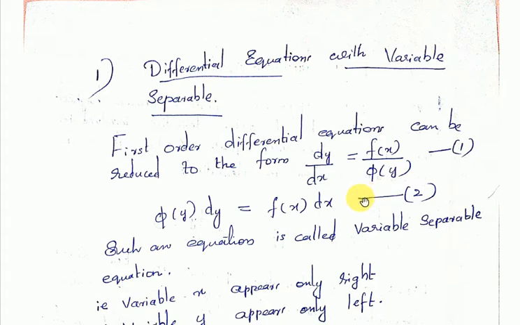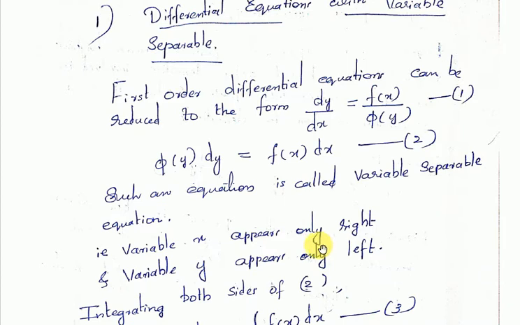If we are able to reduce the differential equation to the variable separable form, it means we have to bring the y variable to one side and the x variable to the other side. Such an equation is called a variable separable equation. The variable x appears on the right side and the variable y appears on the left side. That is, phi of y dy, only the y variable, appears on the left side, and f of x dx, the x variable, appears on the right side.